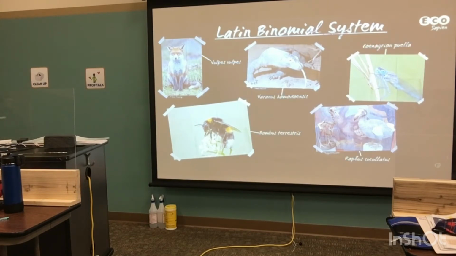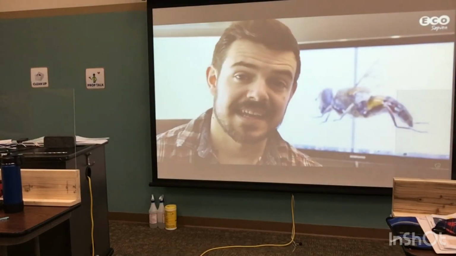Latin is made of... and every known species is given a unique scientific name, a binomial name. So two Latin words. Pi equals 2, right? We'll come back to that in a little bit.